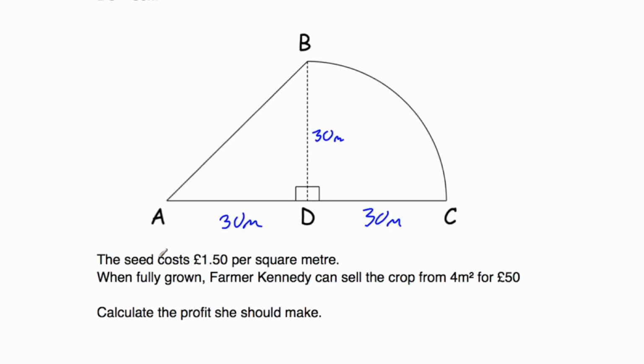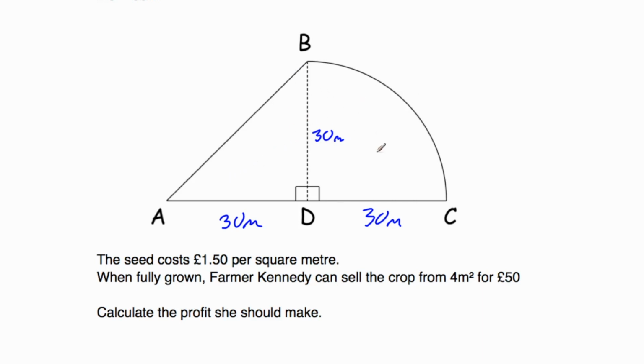Then we're told the seed costs £1.50 per square meter, and when fully grown, Farmer Kennedy can sell the crop from 4 square meters for £50. Calculate the profit she should make. So first of all, what we need to do is work out the cost of the seed. Because it's £1.50 per square metre, we need to find the area of the field. So let's find the area of the field.